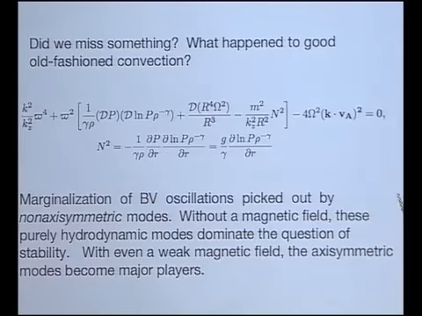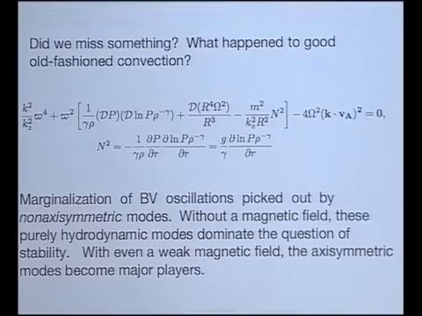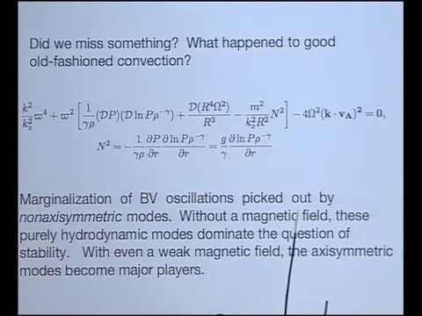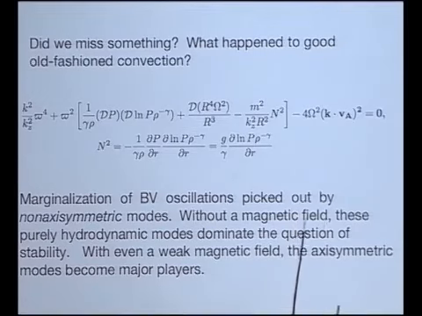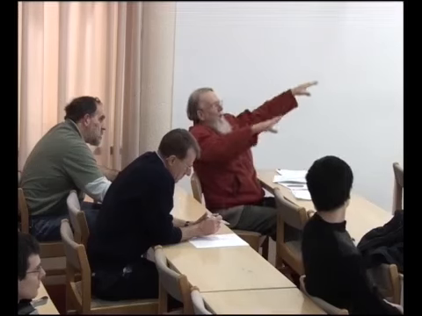With even weak magnetic fields, axisymmetric modes become major players. When we had no magnetic fields in the analysis, the axisymmetric modes were much less important to worry about because they involve angular momentum, not angular velocity gradients.